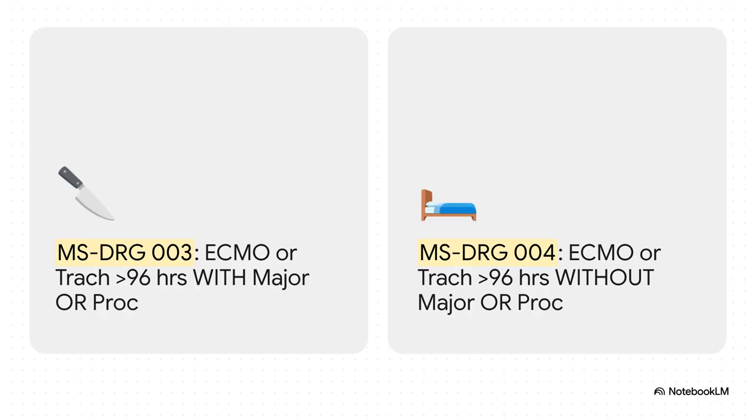So what's the dividing line? It all comes down to the presence of a major operating room procedure. If they have one, boom, they group to 003, which carries an exceptionally high relative weight. If they don't, they drop down to 004. Grasping this split is an absolute game changer for your hospital's reimbursement accuracy.